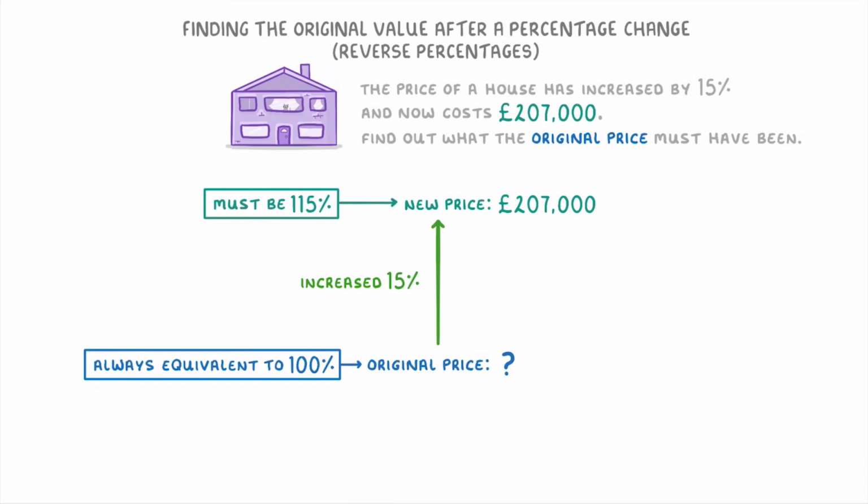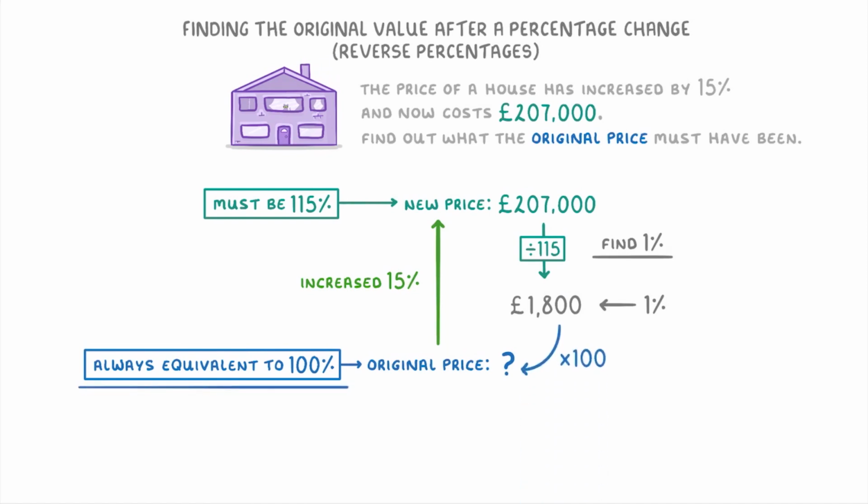This way of doing it is actually really helpful, because it means that we can find out what 1% is by dividing the £207,000 by 115 to get £1,800. And because £1,800 represents 1%, all we have to do to find the original price, which remember we said earlier was 100%, is multiply £1,800 by 100, showing us that the original price was £180,000.